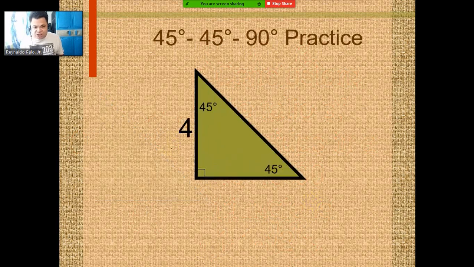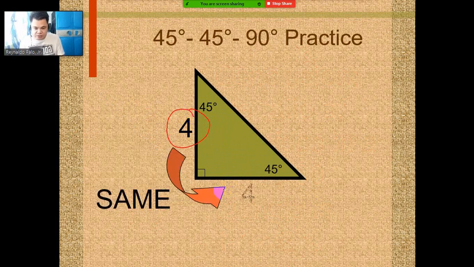If this is 4, based on the example a while back, it's the same as the other one. So that is also 4.